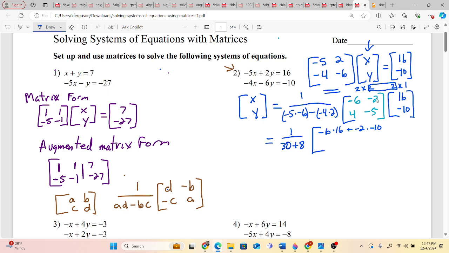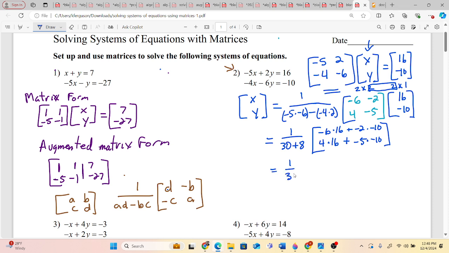This times this plus this times this. That's my first element. And now I'm going to go to the next row. I'm going to have 4 times 16 plus negative 5 times a negative 10. And so now I just start simplifying.